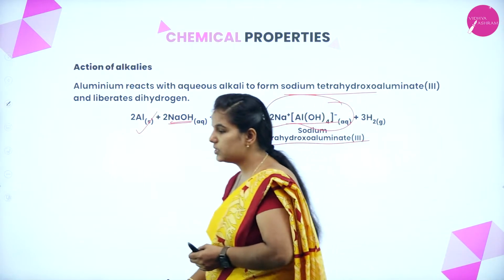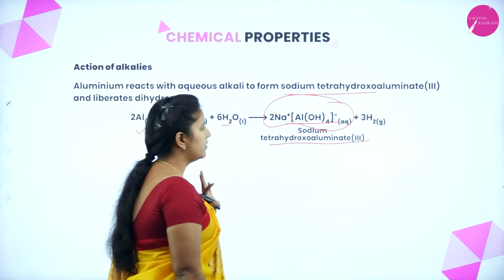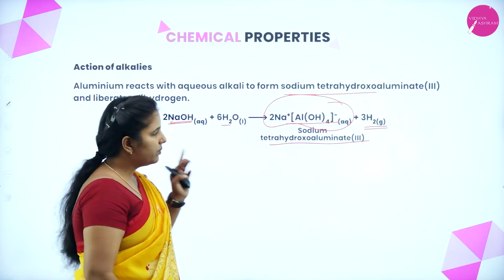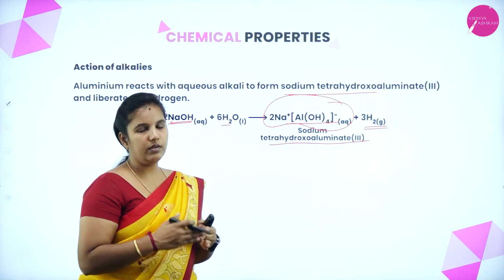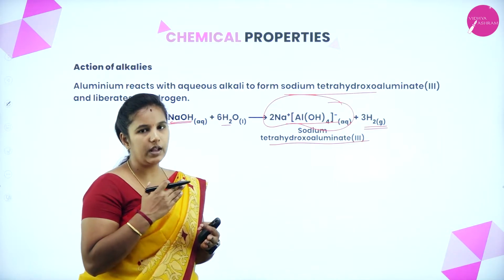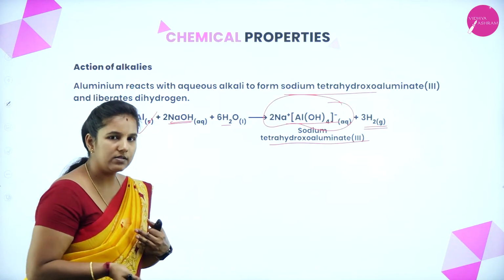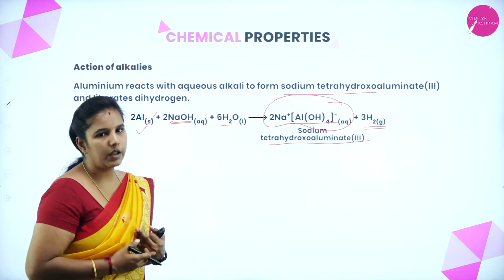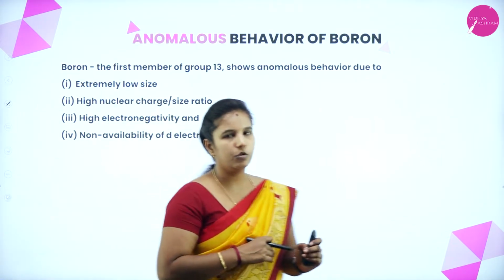More about these coordination compounds you are going to understand in your second PUC. In addition to that, you can see that there is liberation of hydrogen. So, by understanding these two reactions, we can clearly understand that aluminium is amphoteric in nature because it can react with an acid, it can also react with a base, thereby forming the respective compounds.